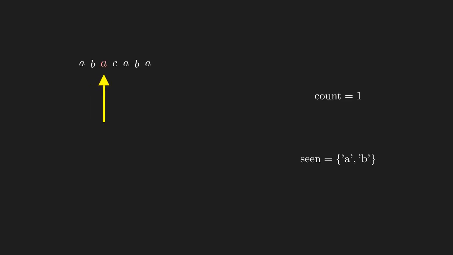Now at index 2, we encounter the character a again. We check our seen set. We see that a is already inside the set. This is a critical moment. We have found a duplicate. We cannot add this to our current substring, because that would violate the unique character constraint.